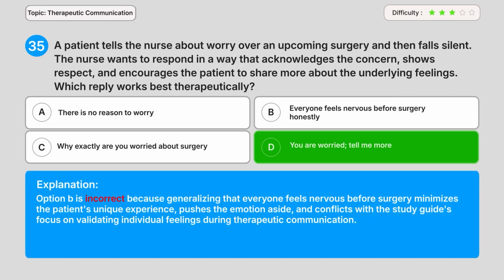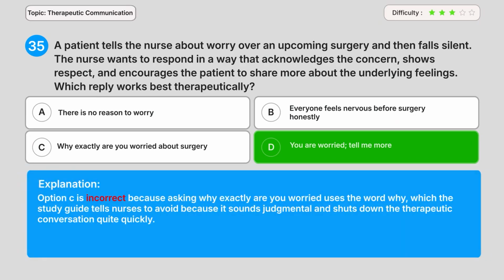Option B is incorrect, because generalizing that everyone feels nervous before surgery minimizes the patient's unique experience, pushes the emotion aside, and conflicts with the study guide's focus on validating individual feelings during therapeutic communication. Option C is incorrect, because asking why exactly are you worried uses the word why, which the study guide tells nurses to avoid because it sounds judgmental and shuts down the therapeutic conversation quite quickly.